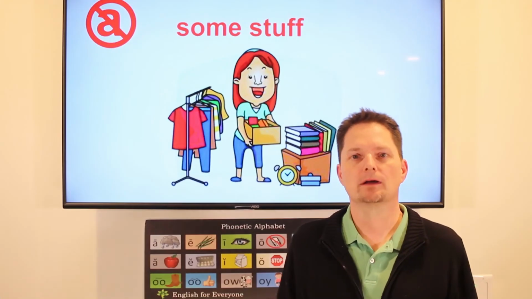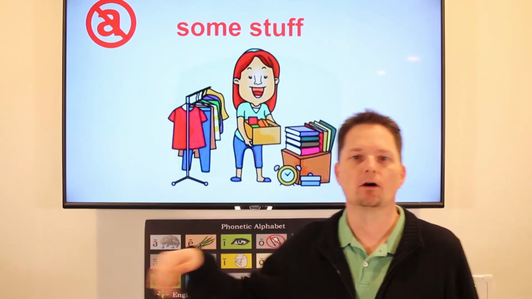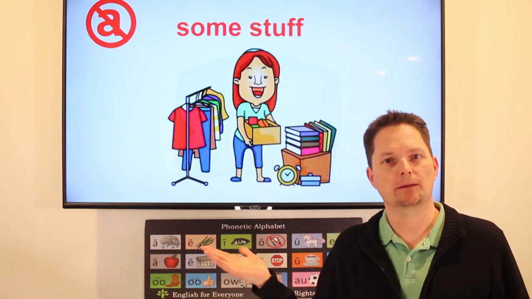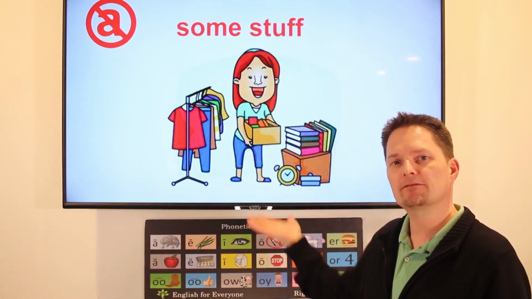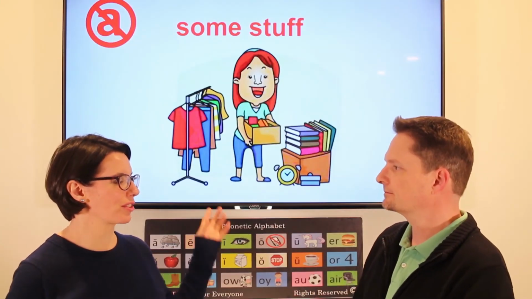Very good. Stuff is not countable. We cannot say a stuff or two stuffs. Some stuff is the best option. There is some stuff in the room. Is there any stuff in the room? Yes, there is some stuff in the room.